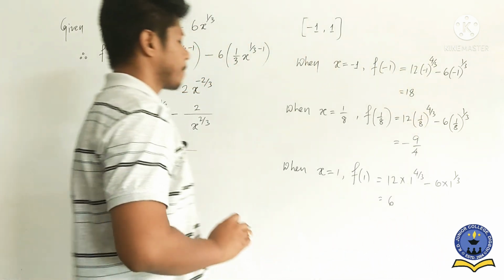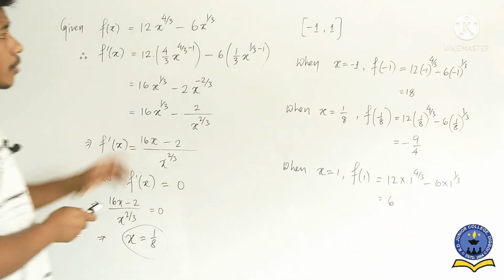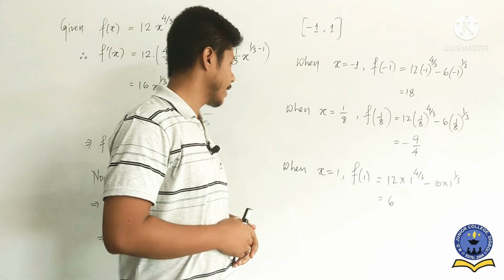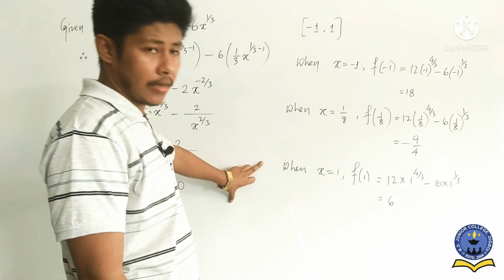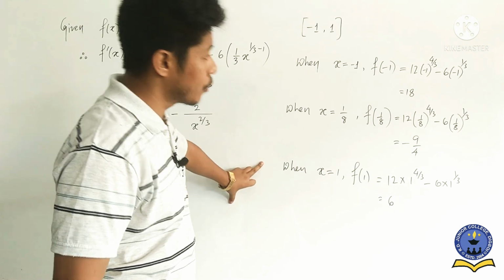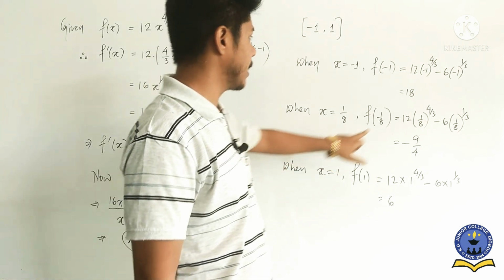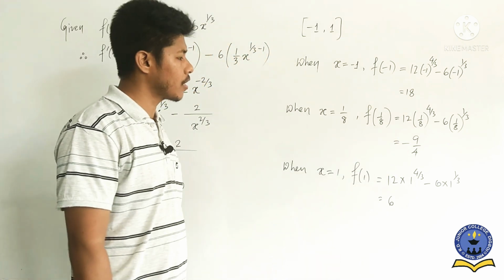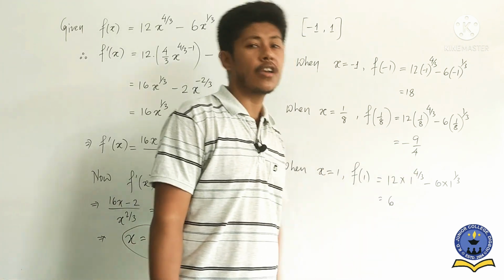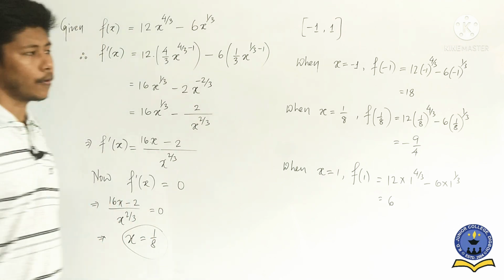So the endpoints are minus 1 and 1, and the critical point we get is 1 by 8. So from these three results, which one is the maximum value? So obviously 18 is the maximum value. And which one is the minimum value? Minimum value is minus 9 by 4.